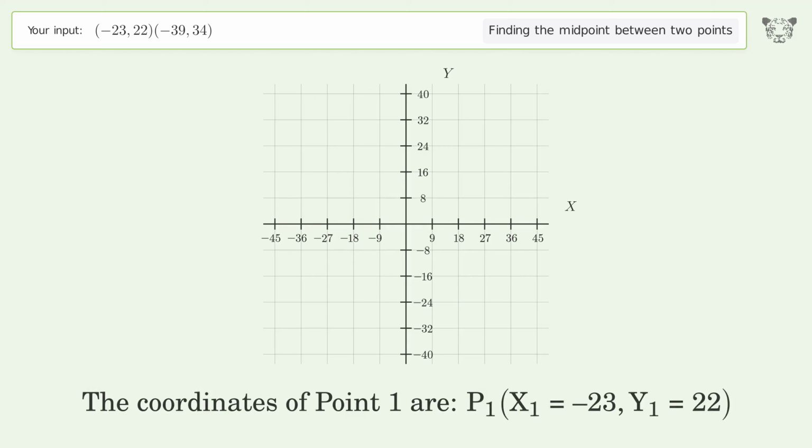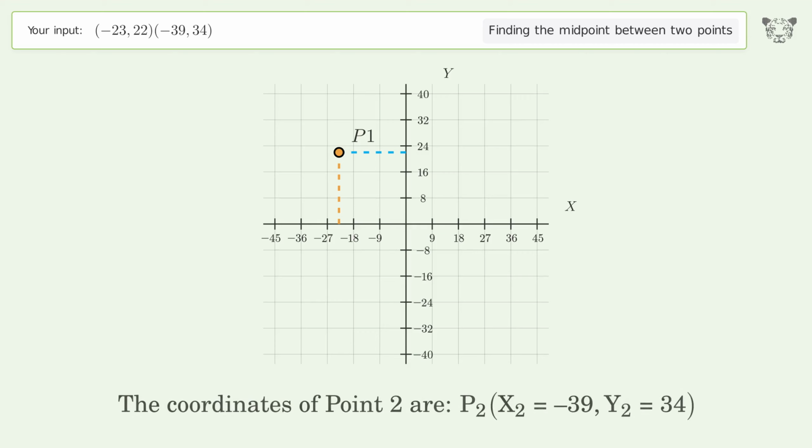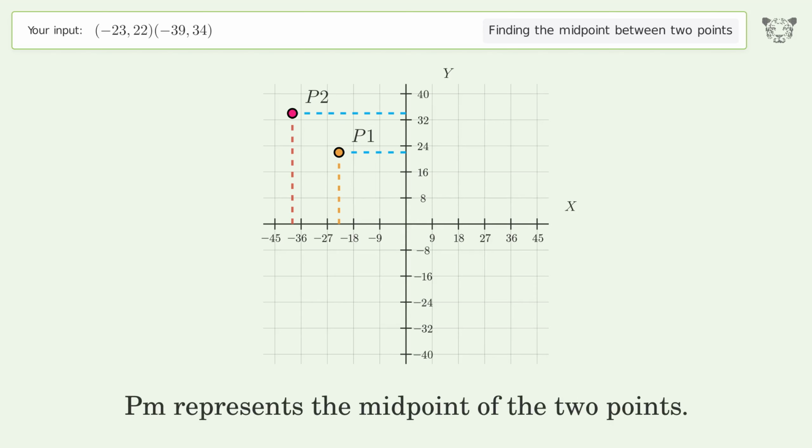The coordinates of point 1 are, x1 equals negative 23, y1 equals 22. The coordinates of point 2 are, x2 equals negative 39, y2 equals 34. PM represents the midpoint of the 2 points.